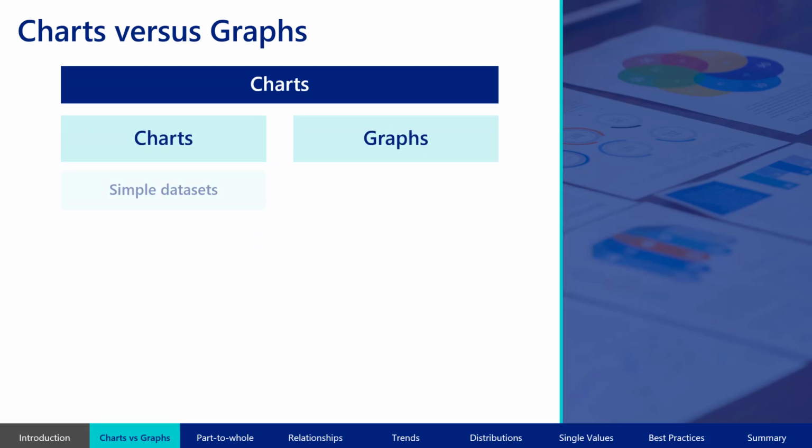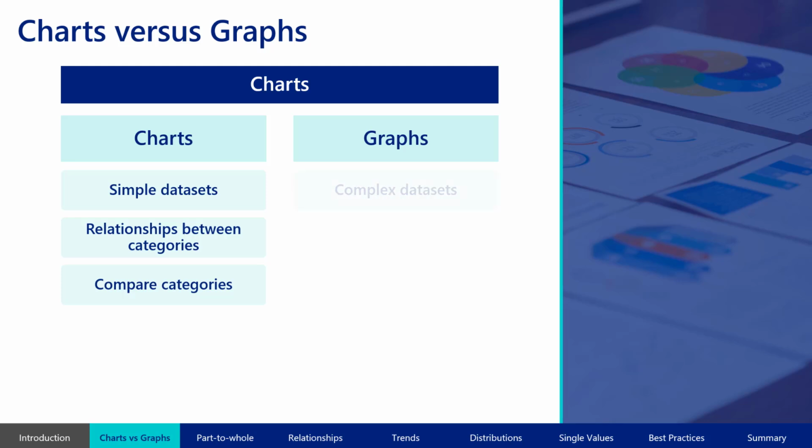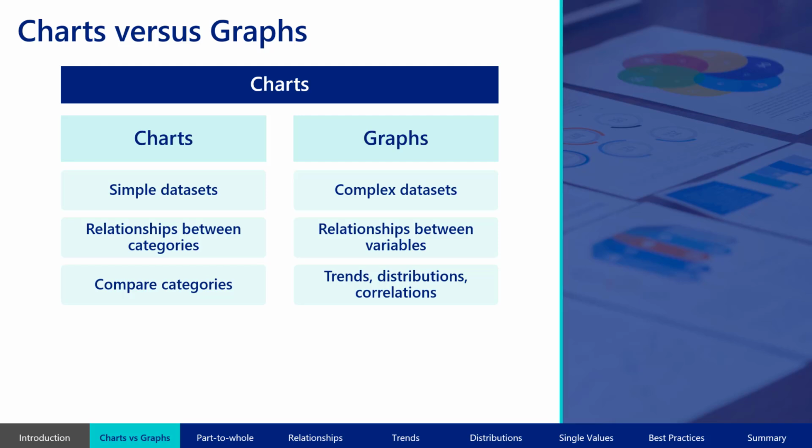Charts are often used with simple datasets to display groups or categories in a structured and organized manner using bars, lines, or pie slices to show relationships or make comparisons between the different categories. Graphs, on the other hand, can be used to represent more complex datasets in a visual format, often using lines or points placed on both an x and a y-axis. Graphs typically show relationships between numeric variables that can be counted or measured, rather than discrete categories. Graphs are good for presenting trends, distributions, and correlations.